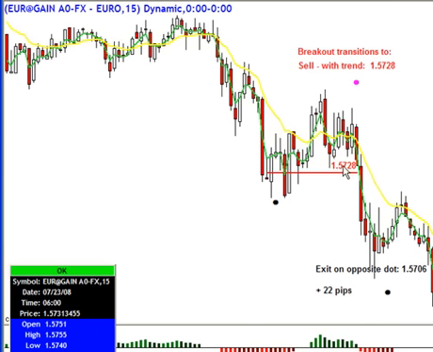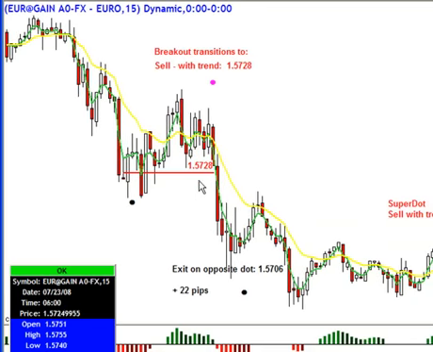And within 20 bars, though, the market again moved into congestion, and it did nothing within 20 bars. At the end of the 20th bar, you had another sell with trend dot appear, so you would have just stayed right in the trade, and you would have exited on the next opposite dot, and the next opposite dot was at 706. You entered at 728, so you got 22 pips out of that.